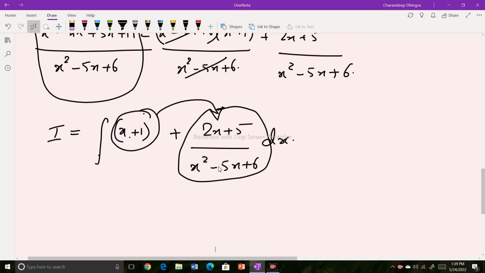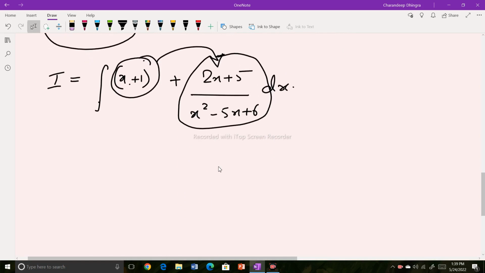So I hope you understood this first part of partial fractions, the most important type probably in integration, very famous especially in entrance exams. So in the next lecture, we'll see more types of sums related to partial fractions.